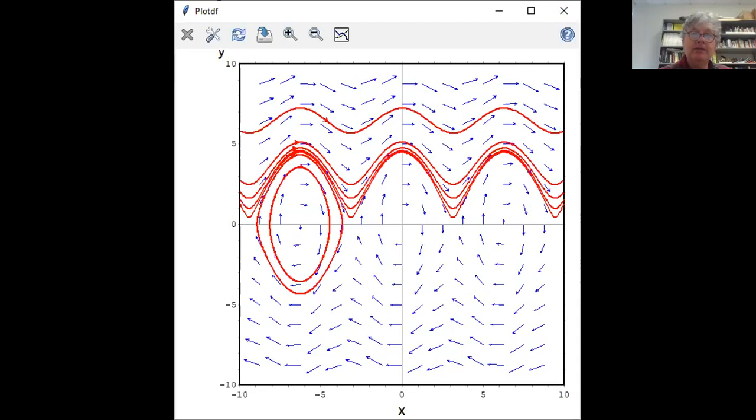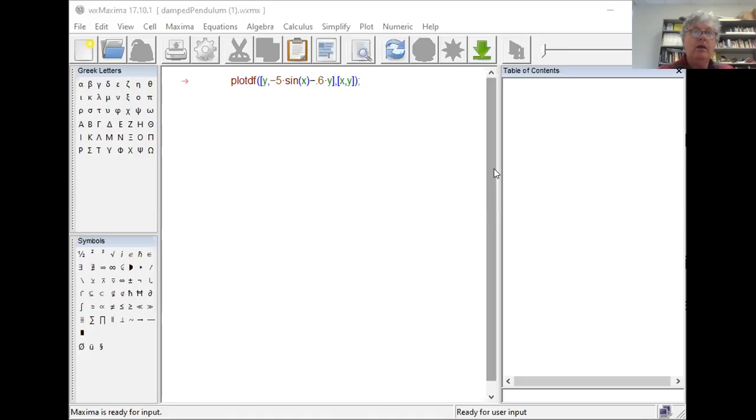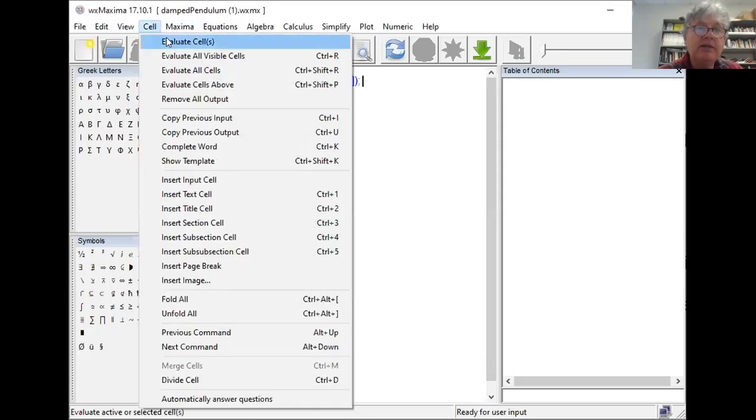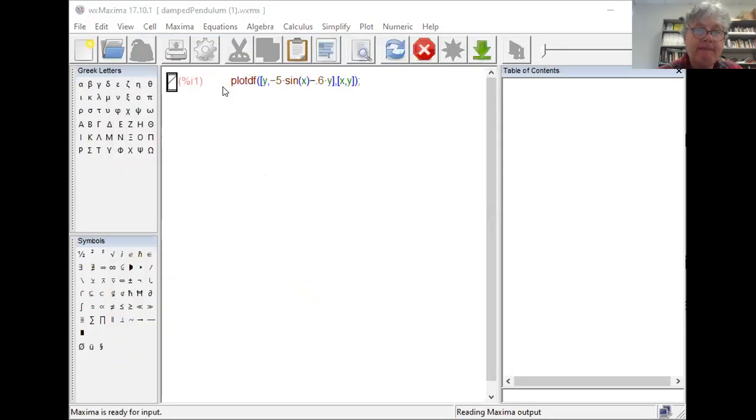Okay, so let's now go to the damped case. Okay, so here's the Maxima file, and so I've added the term -0.6 times y. Remember, y is x prime, so this is with a c of 0.6. And so if I go ahead and evaluate the cell, I get a phase plane which kind of looks like before.